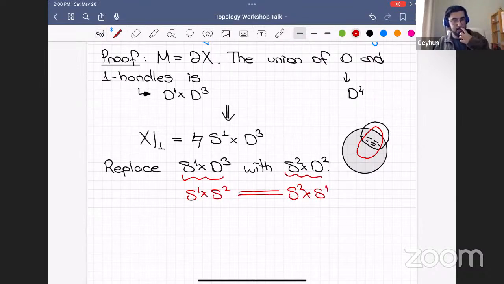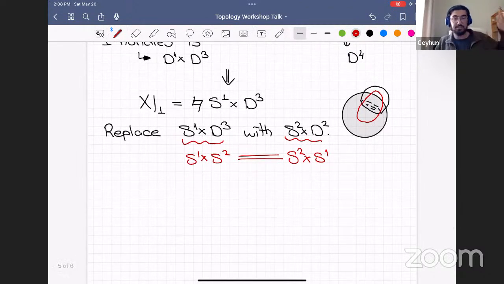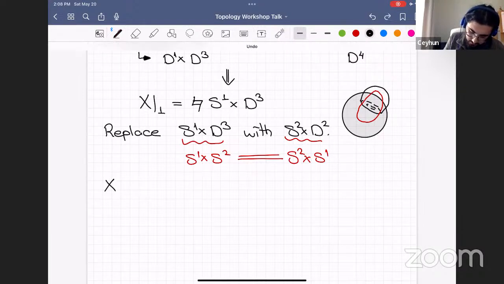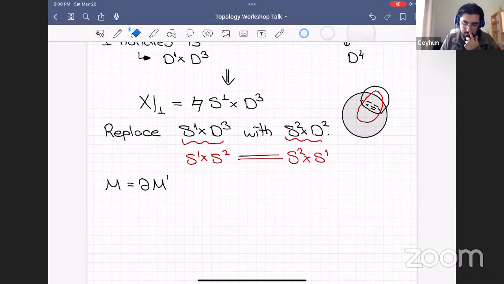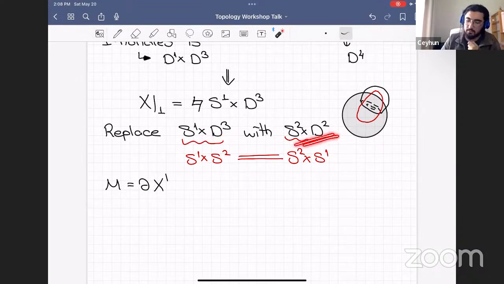So when I say replace, I mean we are doing basically a Dehn surgery here. And the idea is we are changing X, but we're not changing M. So if we call this new manifold X prime, then M is the boundary of X prime. But now we got rid of all the one handles, because we had one handles in here, but these come from two handles.